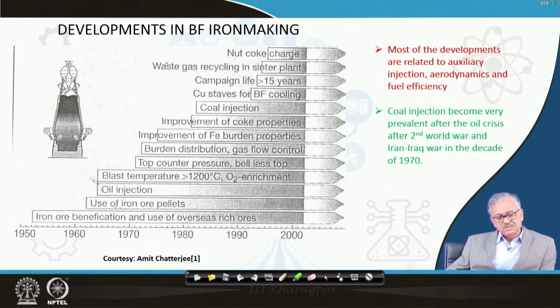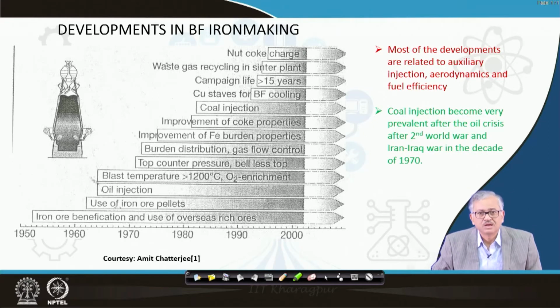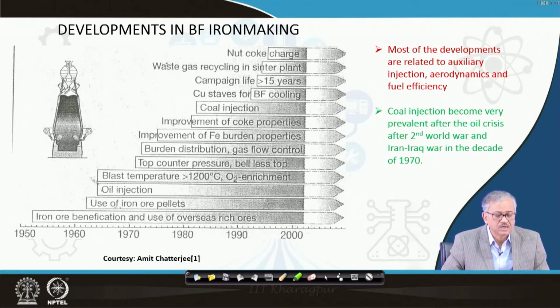So oil injection can increase the indirect reduction, and then it can increase the productivity and efficiency of the furnace. And hydrogen is a better reductant than CO for chemical efficiency also. H2 utilization is better than CO utilization, especially at high temperature, as we have seen. So oil injection came, and then the blast temperature, because if you increase the blast temperature also, then you can supplement the heat that is provided by the coke, and you can reduce the coke rate.